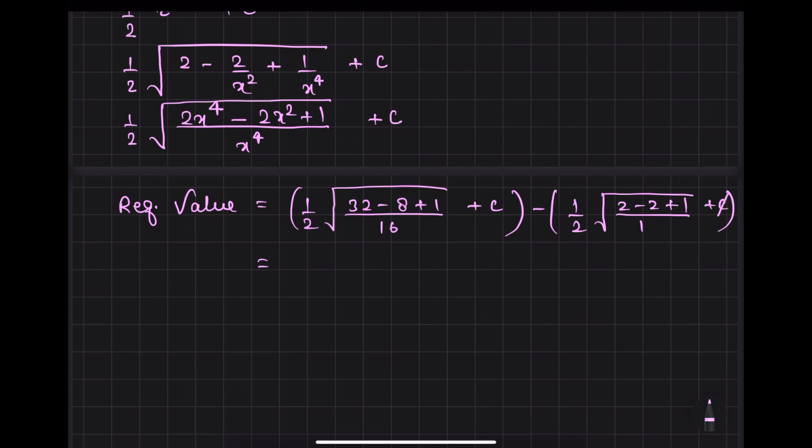Now let's do the simplification. You know that this c will be neutralized by this c, and 32 minus 8 is 24. 24 plus 1 is 25. Root of 25 is 5. So it is 5, and here you will have 4. 4 twos are 8. Minus 1 by 2. Let's convert it into 8. So it is 4 by 8. So it is 1 by 8. So according to us, the answer is this.